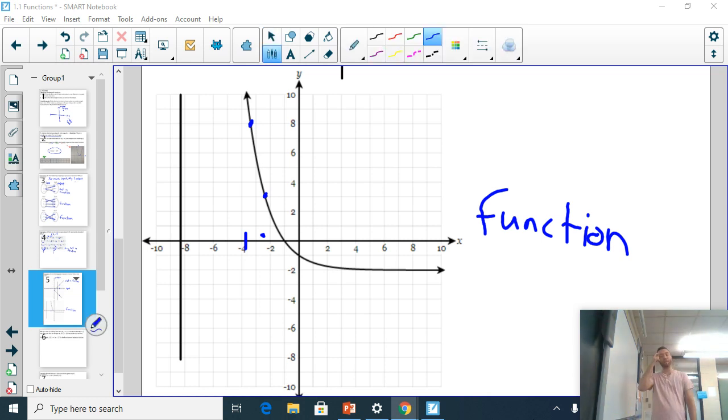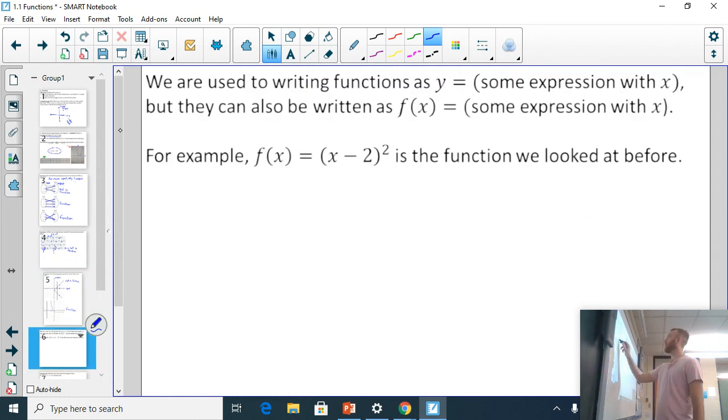And today we're going to be continuing our lesson on functions. And today we're going to be evaluating them. So we're used to writing functions as y equals something, but they can also be written as f of x equals something. And for example, f of x equals (x minus 2) squared is the function we looked at before, if you remember. And that's how you read it, right?